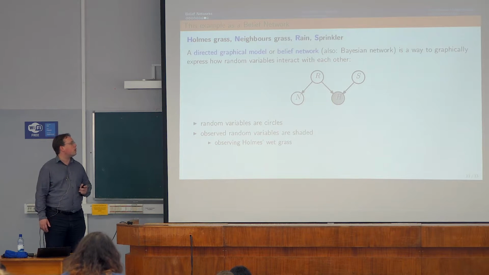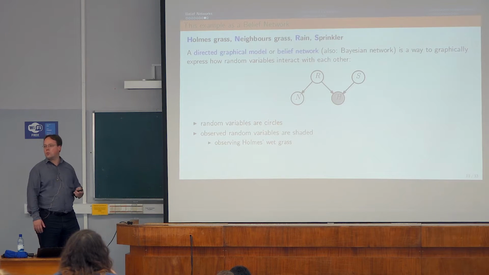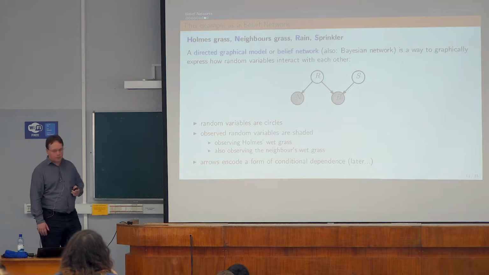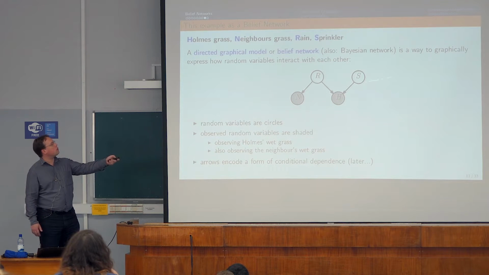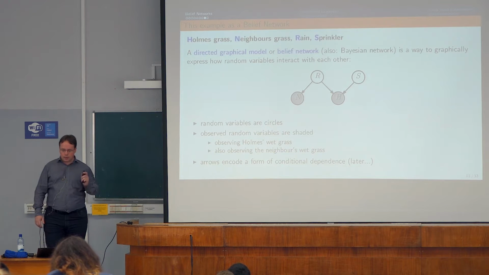So once we observe that Holmes' grass is wet, we would communicate that to the world by saying, okay, this is the random variable, but this one is actually observed, it's 1. And again, if we observe more, then this one would also be shaded, and so on. So the nodes in the graph are the variables, and the arrows specify some form of conditional dependence that we started with, and the exact form of that will come in a few minutes.